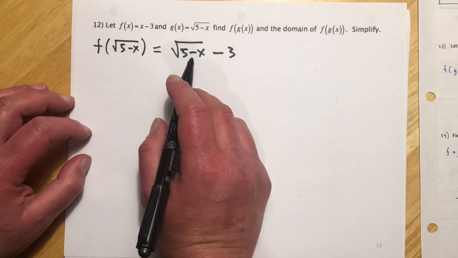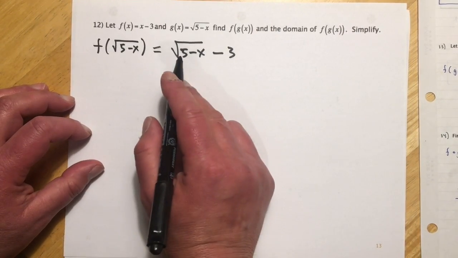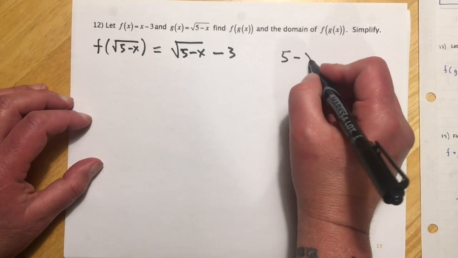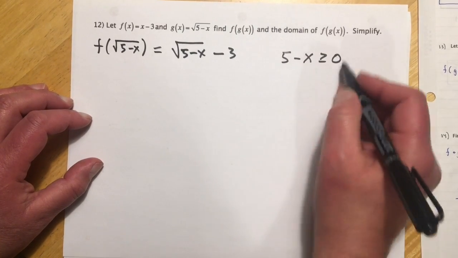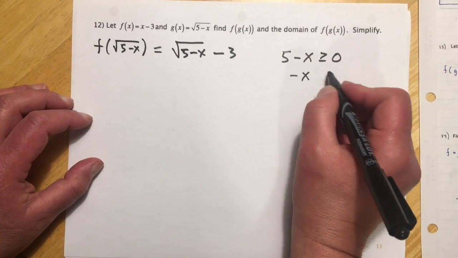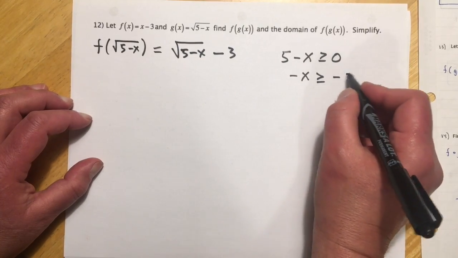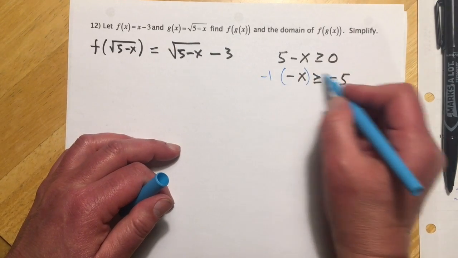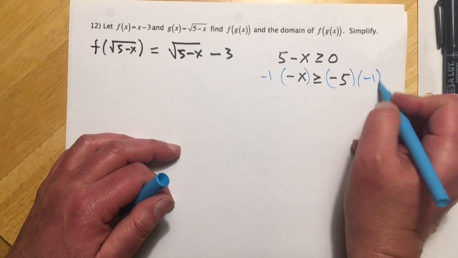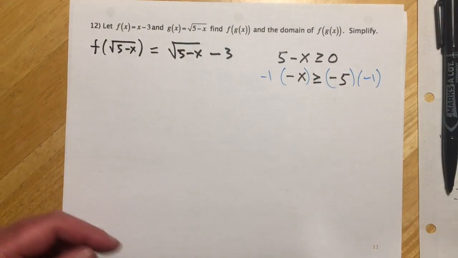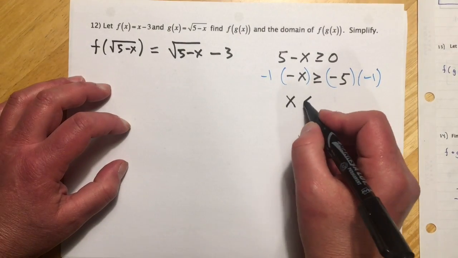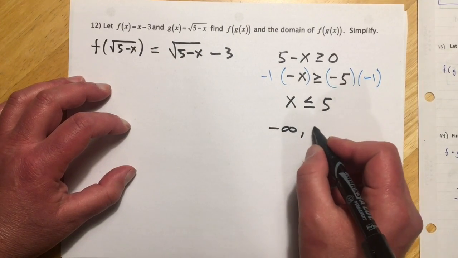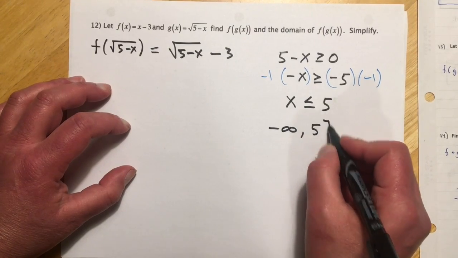The domain on that, the minus 3 thing isn't a problem, but the 5 minus x is. So for that, we just got to make sure that stays greater than or equal to 0. So I bring my 5 over. Minus x is greater than or equal to negative 5. But then when I multiply both sides by negative 1, I have to remember to flip the direction of the inequality. And so my domain will be from negative infinity up to and including 5.